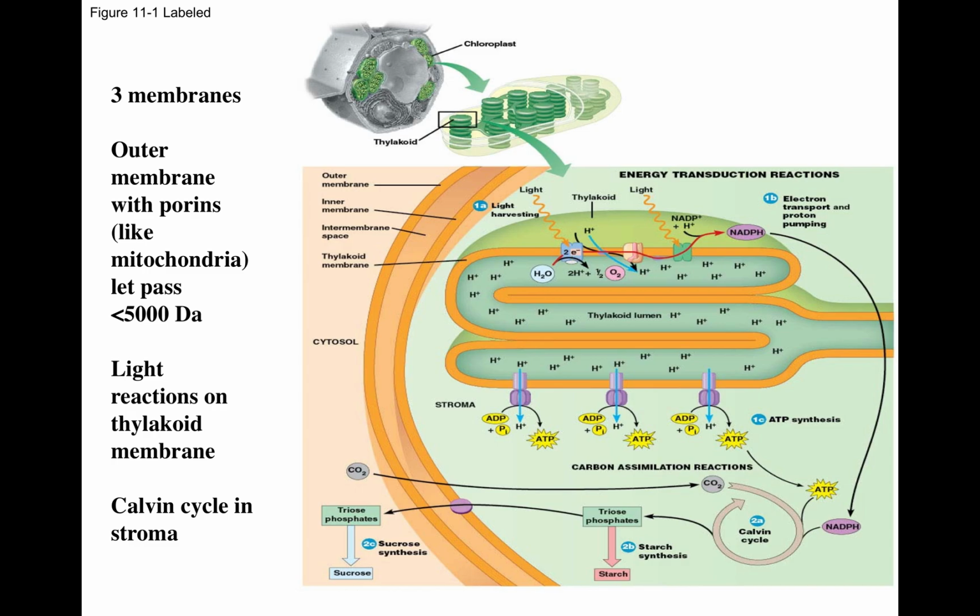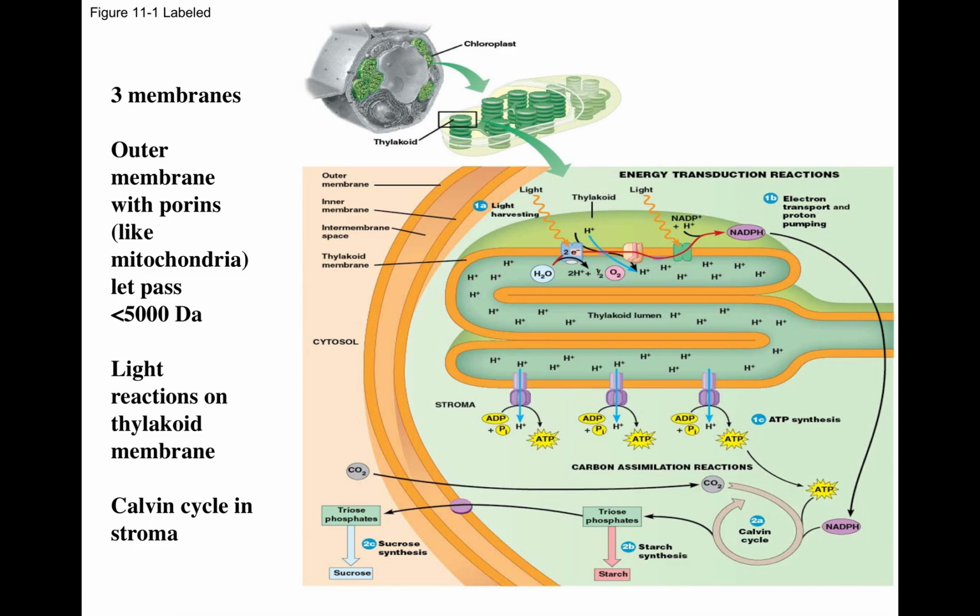Okay, the outer mitochondrial membranes have integral membrane proteins that allow macromolecules to pass through them. They're called porins. They're very much like mitochondria. And if something is less than 5,000 molecular weight, it can pass through those porins. Bigger than that, you need a more specific transporter.